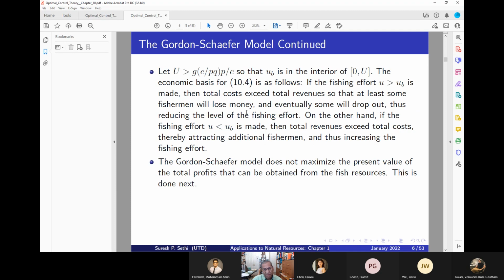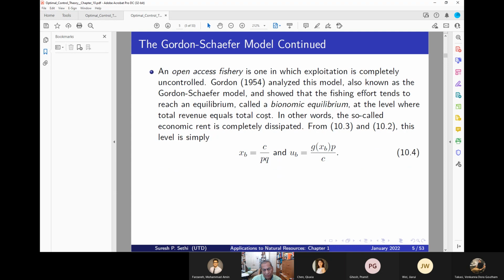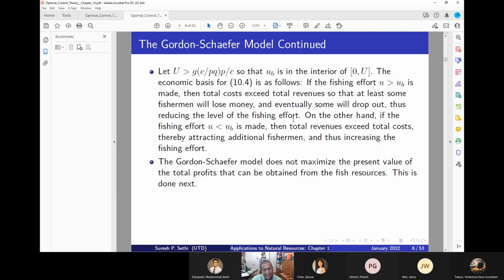In order to make life simple, I'm going to assume that this UB is less than U. And that way I can have interior solutions. And so those are our assumptions. When we do the control theory, we're going to assume this U is bigger than this quantity. So Gordon Schaefer basically does bionomic equilibrium.